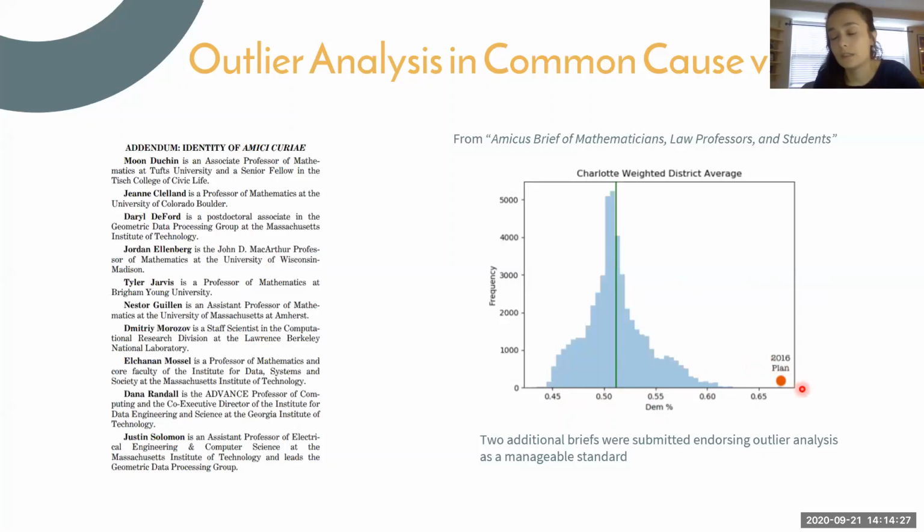And in the 2016 plan that was being challenged, we can see that Charlotte was much more packed with Democrats than anything else that was coming out of the ensemble. So it's a really striking result. It was not the only amicus brief that endorsed this method. There were a couple of others that also talked about outlier analysis. Justice Kagan, in her dissent from this opinion, cited this brief and talked about how this method is manageable, because it has already been used so many times in the lower courts.